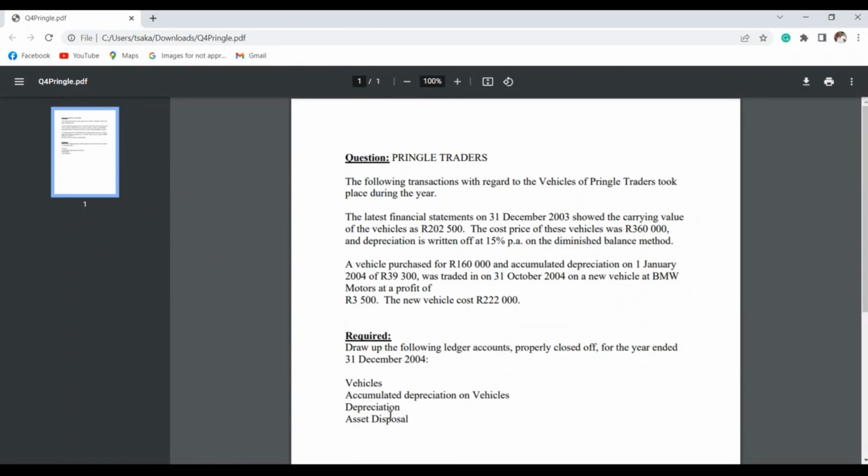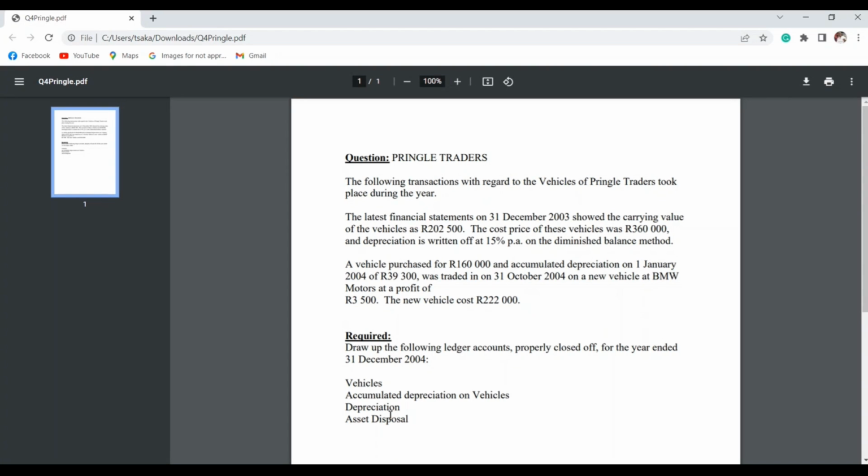Let's see. Remember, we are going to note the following things. The vehicles that were purchased, the vehicle that was disposed, and the remaining vehicle after disposing, right? Those are the things that you must look at when you are preparing asset disposal.